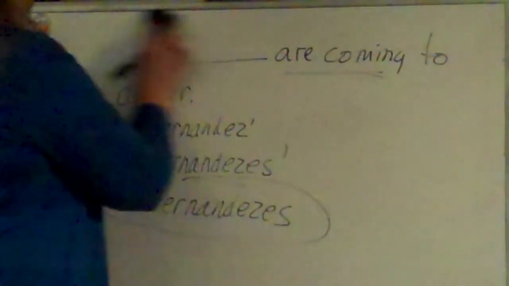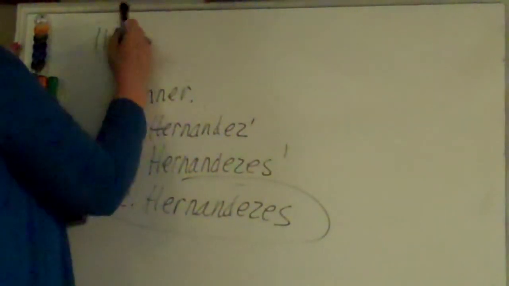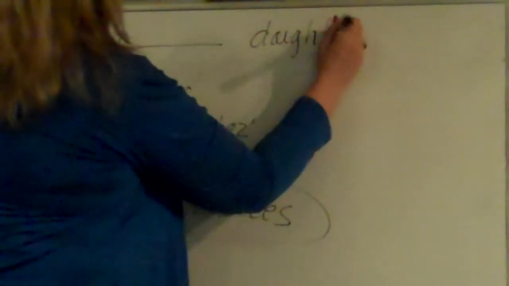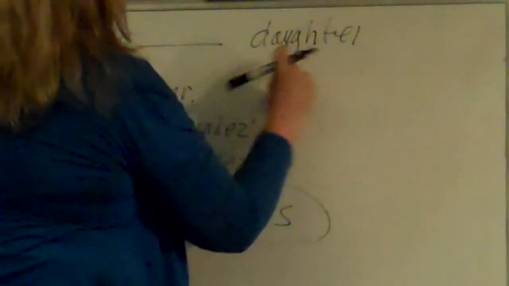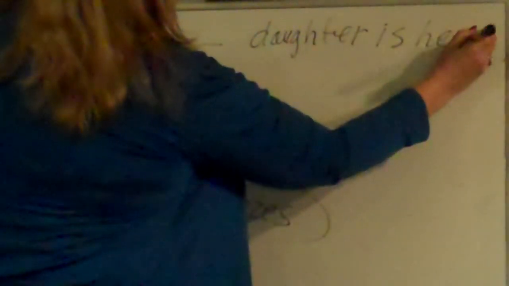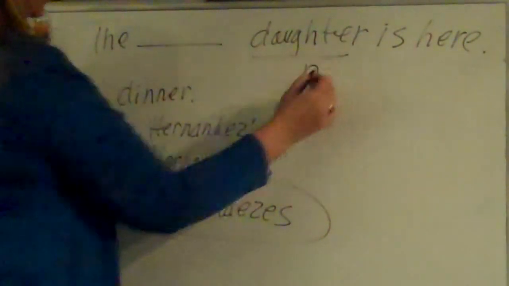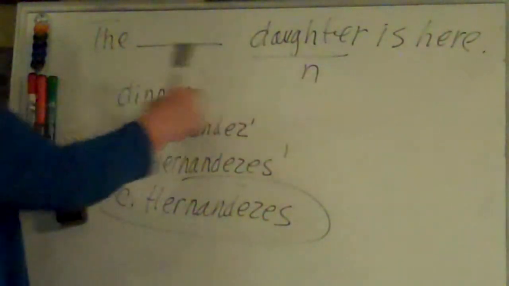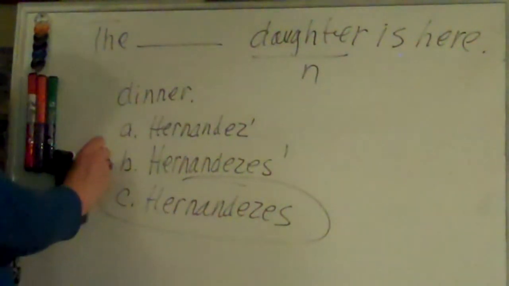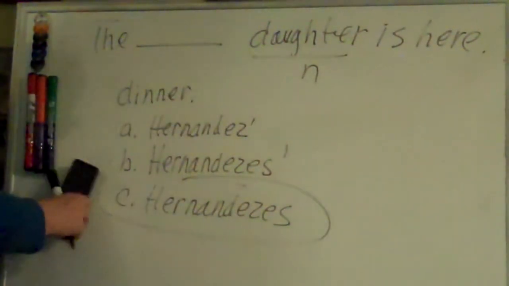Now, if it had said something like, what if I said that? The blank's daughter is here. Okay, there's a noun right there. It's the daughter of the Hernandezes. Then I'd have to choose B. Okay, so watch out for the noun.